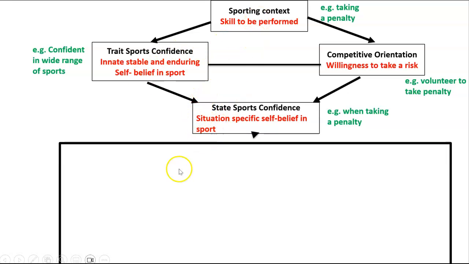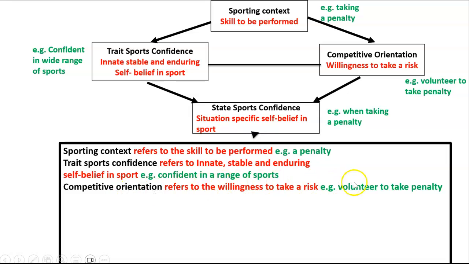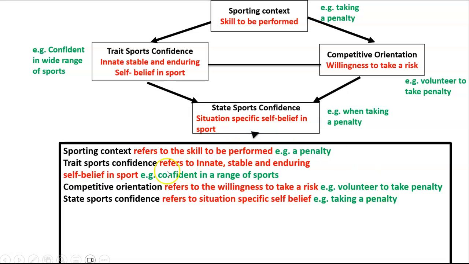In an exam answer, you would have to start off by defining all of the key terms on the top four boxes within the model. So, just as we've done before: sporting context, as I said, the skill to be performed, a penalty. Then we've got to define trait sports confidence and give an example. Then we've got to define competitive orientation. Then we've got to define and give an example of state sports confidence. So our first four key terms are like this, and this is the bit.